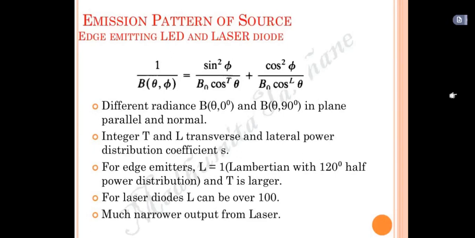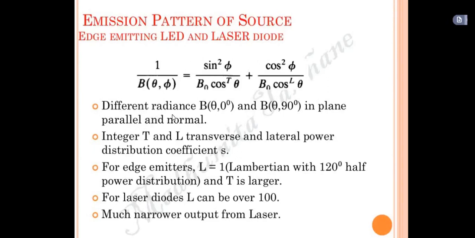plus cos squared phi by B naught cos power L of theta. What is t? I'll tell you. What is L? I'll tell you. One time we take sine squared, another time cos squared. Clear? So t is nothing but the transverse power, and L is nothing but the lateral power. So cos of transverse power of theta plus cos squared of phi by B naught cos power L of theta, where L is the lateral power of theta. Because whenever we see any kind of powers, we see power lagging and power leading. In the basics we know that power lagging and power leading depend only on the cosine of the angle. So we have to consider this concept in order to find the emission pattern of the source.